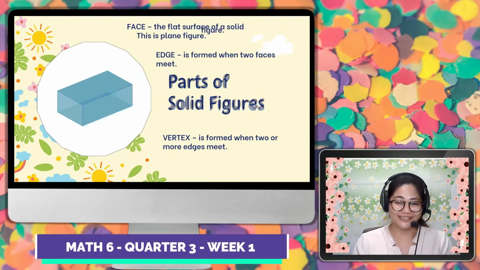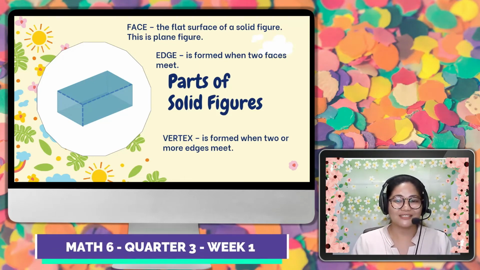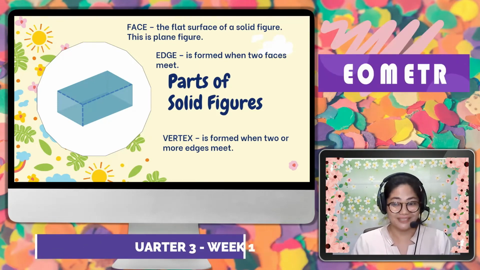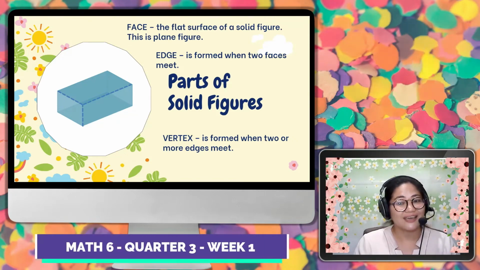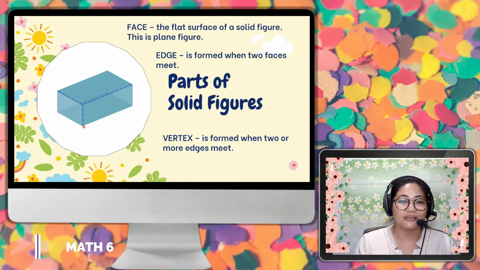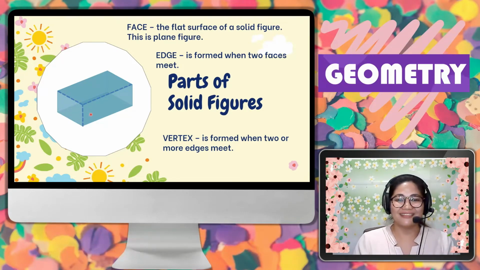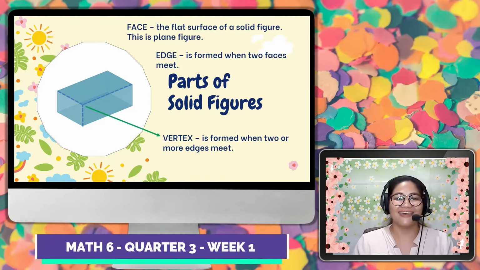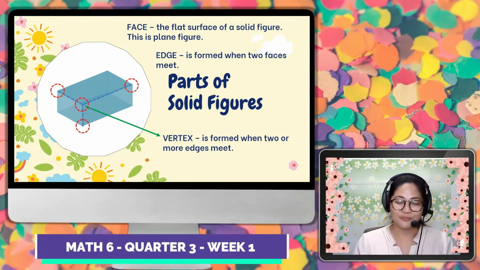How about the vertex? Where can we see the vertex? Vertex is formed when two or more edges meet, right? So again, this is an edge. This is also an edge. And this is another edge. When they meet, they form a vertex. Okay, so that is a vertex and another vertices. A rectangular prism has 8 vertices.